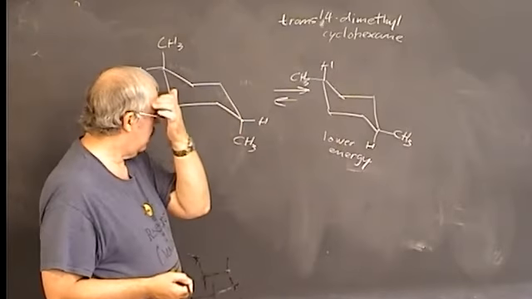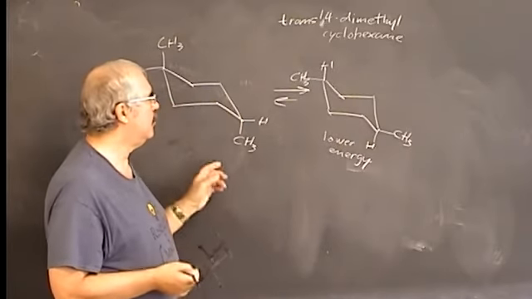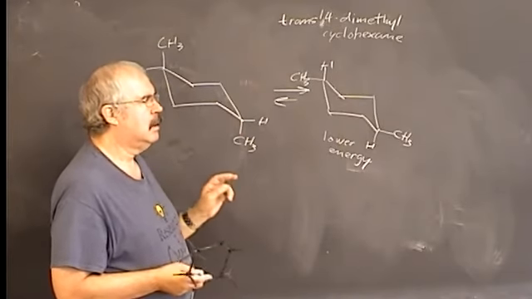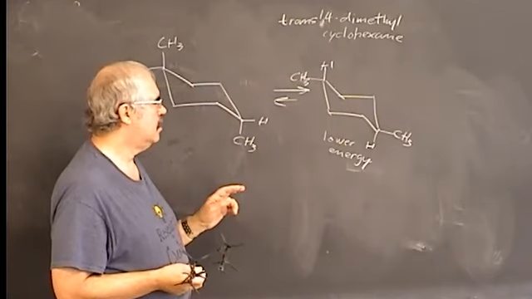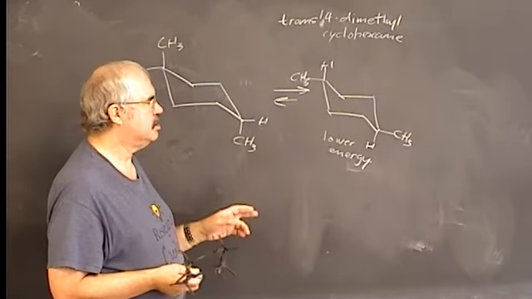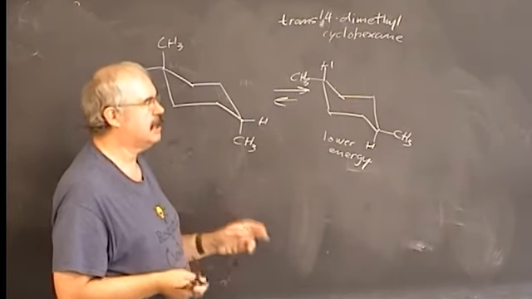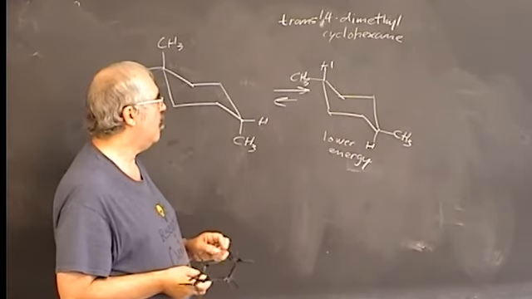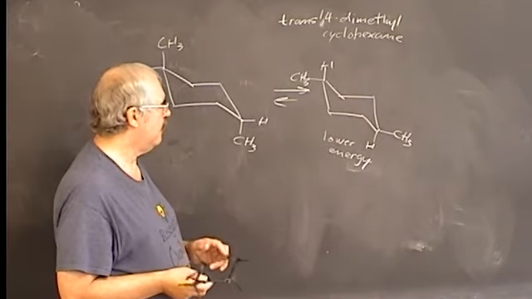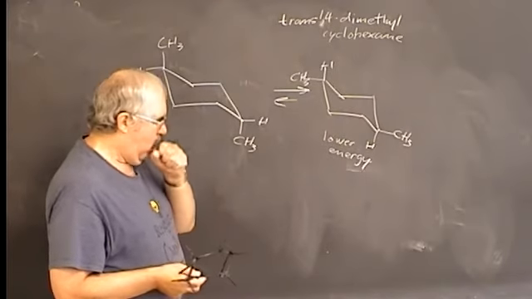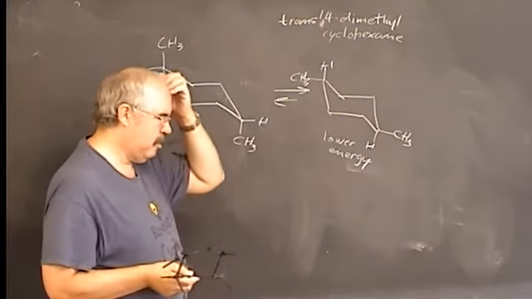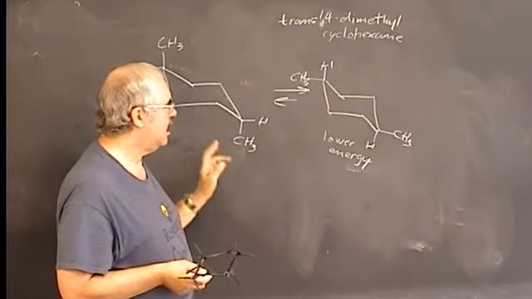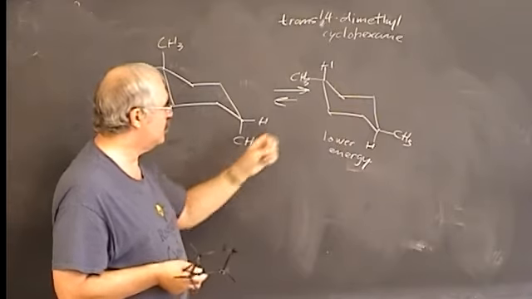Okay, notice that there's a change when we go from the 1,3 to the 1,4. With the 1,3, the cis isomer conformations were not equivalent. One was diaxial, one was diequatorial. The trans isomer of the 1,3 had two conformers that were equivalent. But with the 1,4, it's different. With the cis, this time, the two conformers are equivalent, but with the trans, they're not.